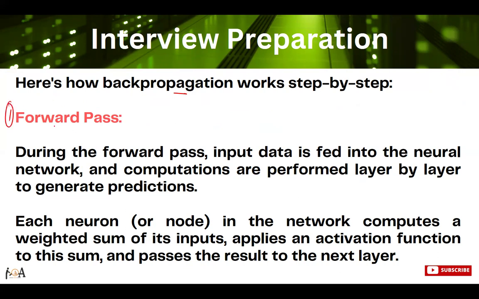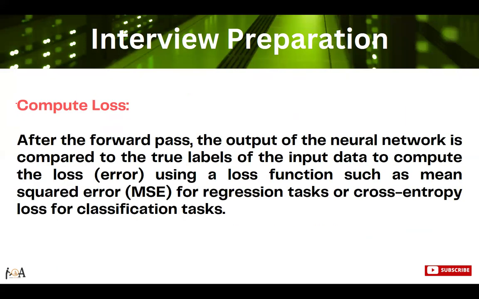So step one is the forward pass. In the forward pass, input data is fed into the neural network and computations are performed to generate predictions. Each neuron, or basically we can call it a node in the network, computes a weighted sum of its inputs and applies the activation function to this sum, and passes the result to the next layer.